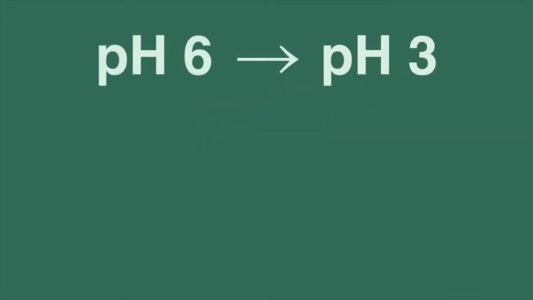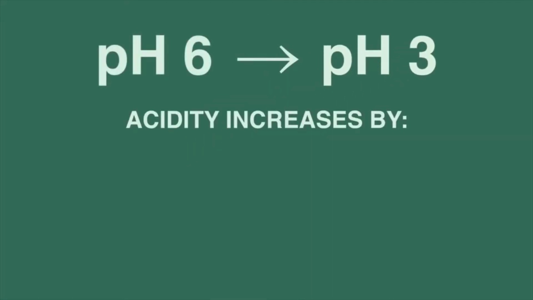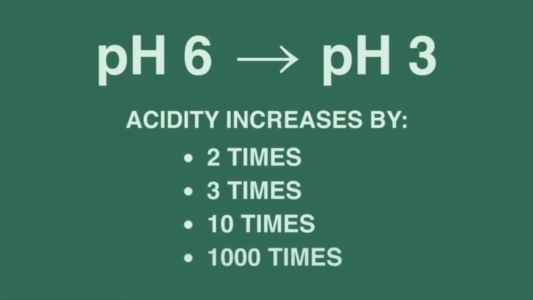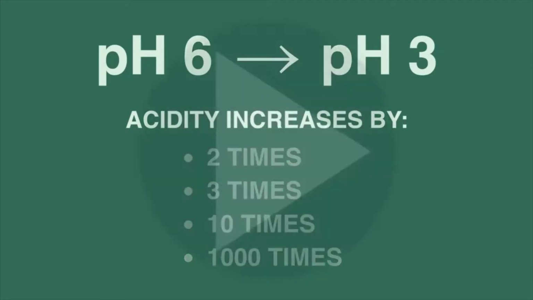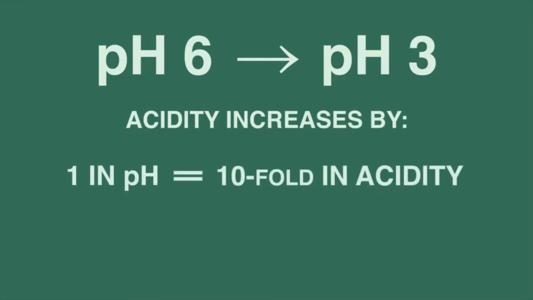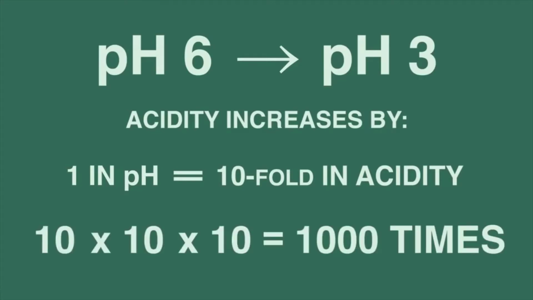When the pH changes from 6 to 3, what do you think the acidity increases by? 2 times? 3 times? 10 times? 1,000 times? Pause and think. Remember that each change of 1 in pH is a tenfold change in acidity, so changing from 6 to 3 is 10 times 10 times 10, or 1,000 times more acidic.